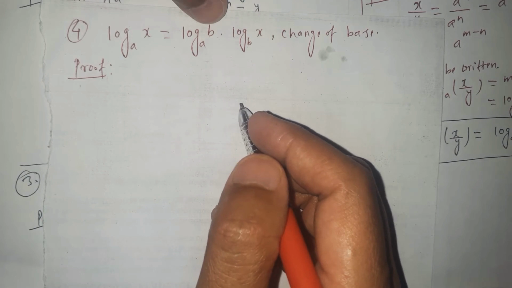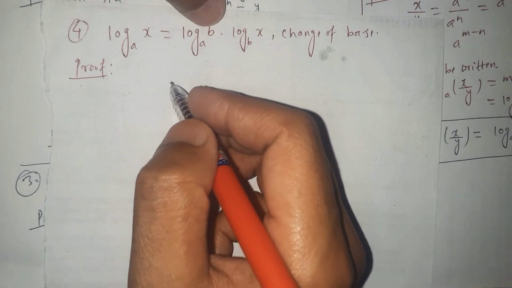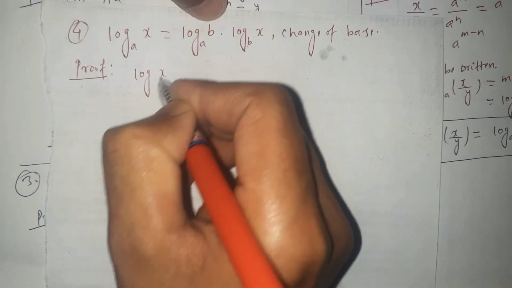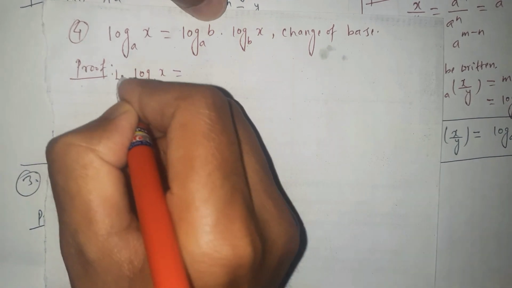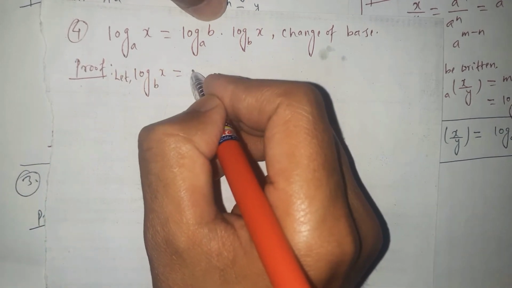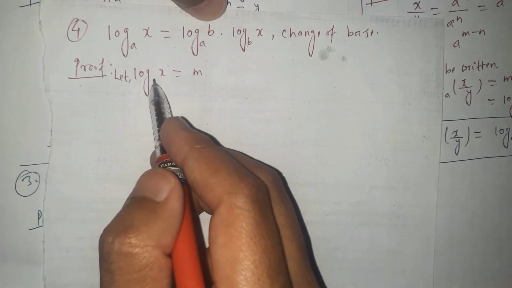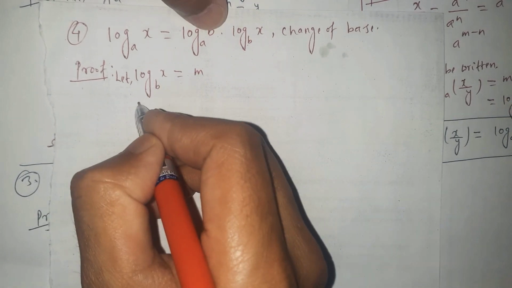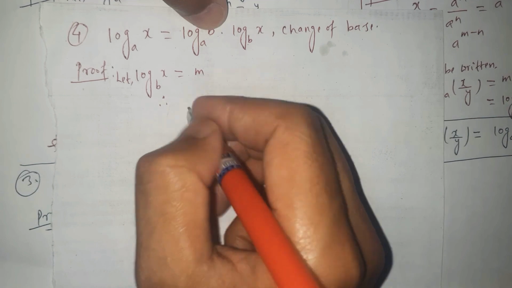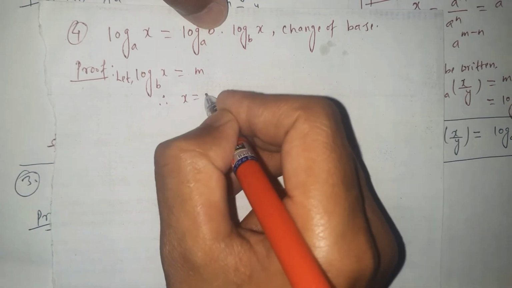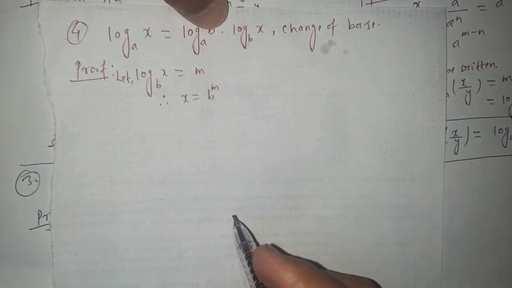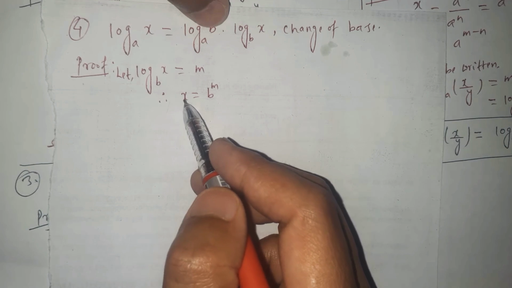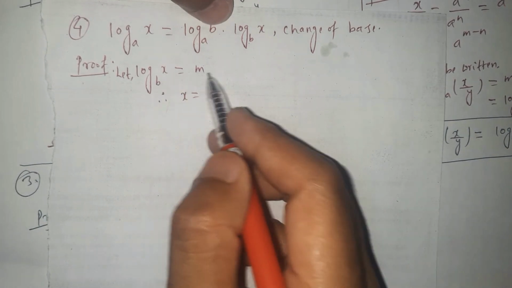Let's prove it. Let us suppose the log of x with base b is m. This is our supposition. This can be written in the exponential form. The value of x is b raised to the power m. Here this was written in logarithm form, and we just change it into the equivalent exponential form. b to the power m gives x.